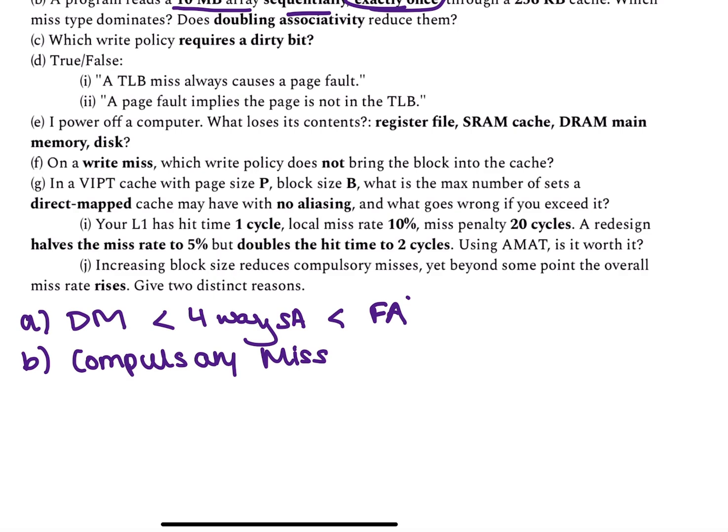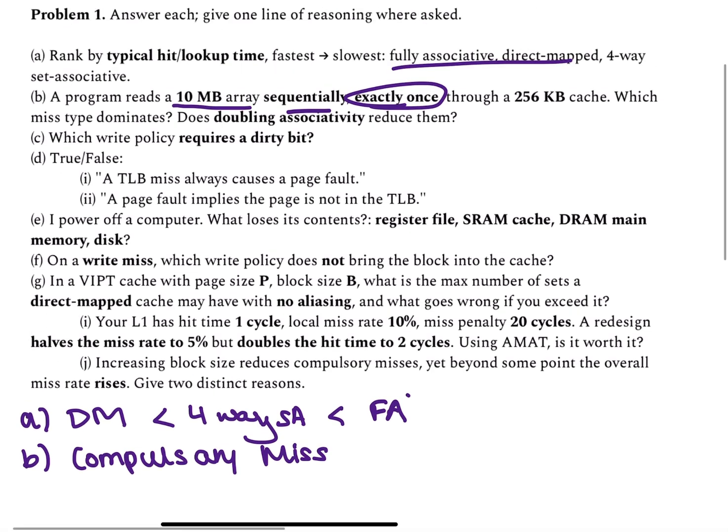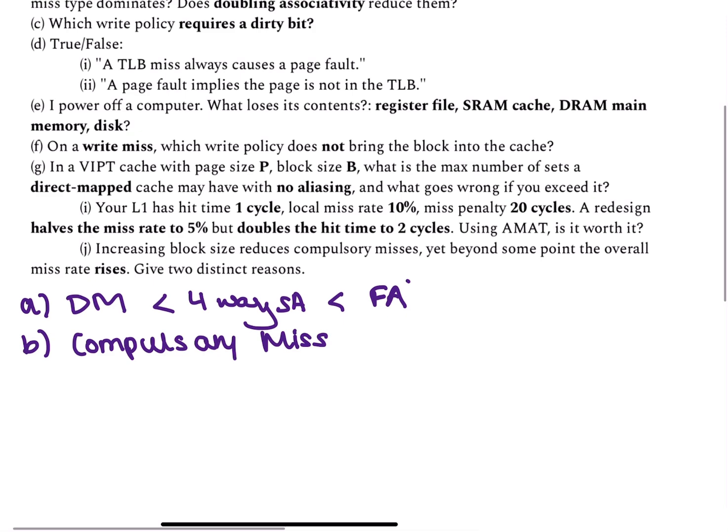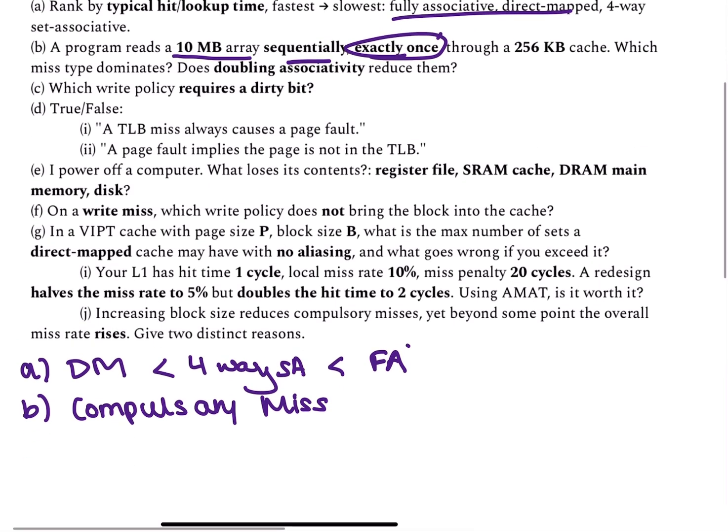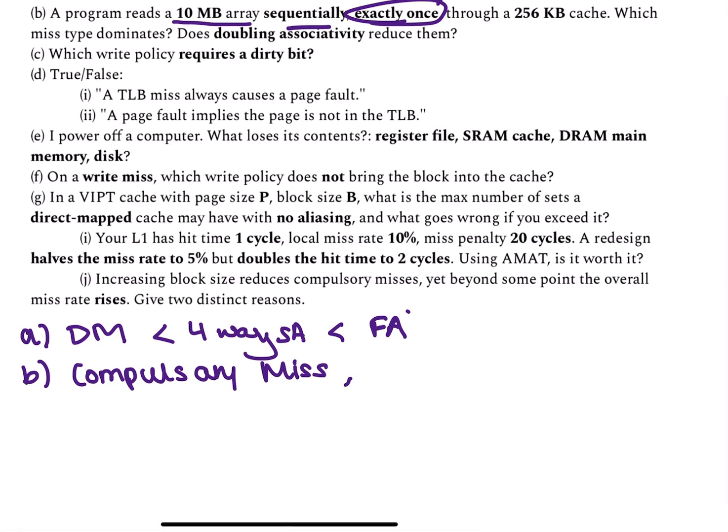And we can eliminate the other two because of this statement right here. We're only looking at it exactly once. And so doubling associativity does not reduce these types of misses. What helps is larger blocks. Bringing in larger blocks means we can bring in more neighbors. So one miss can bring in useful neighbors. Or we can prefetch. That also can help.